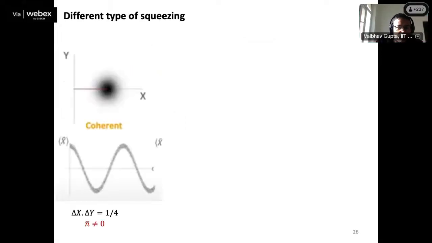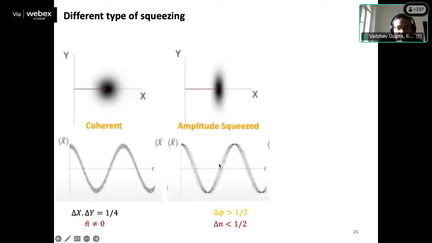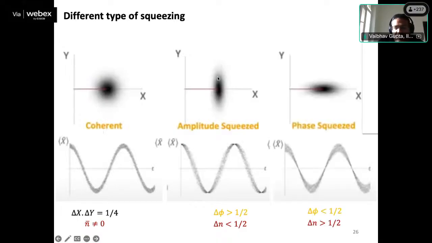So there are different kinds of squeezing. One is the coherent state. I told you, here we have photons. It's not that we don't have photons; that is only the vacuum state. And we have uncertainty here. That is the coherent state. If we can measure amplitude nicely and we have uncertainty in phase, that is amplitude squeezing. We have squeezed the amplitude, so this axis is squeezed and this axis is long. And the third one is phase squeezing, where the amplitude axis is quite long and the phase is squeezed. So there are these three typical kinds of light squeezing.